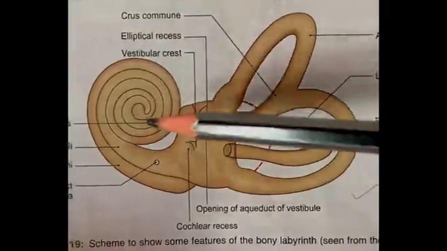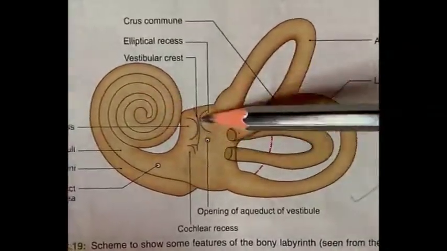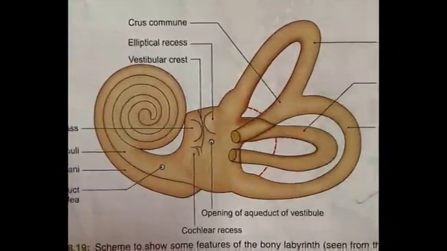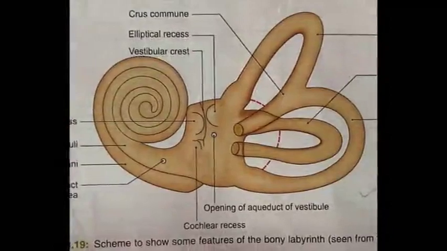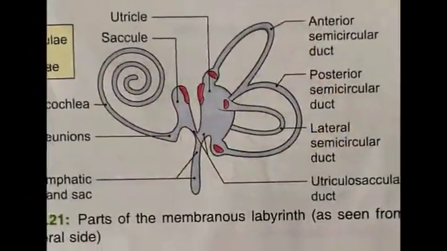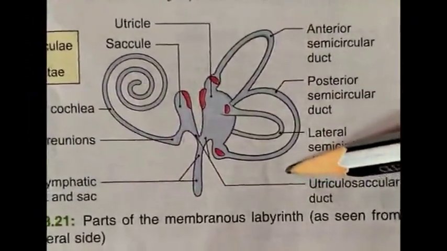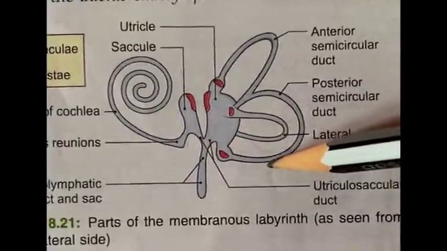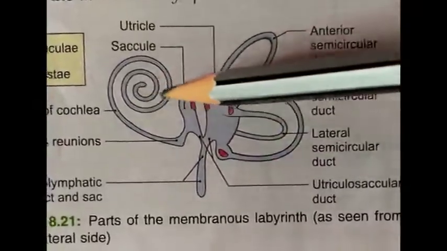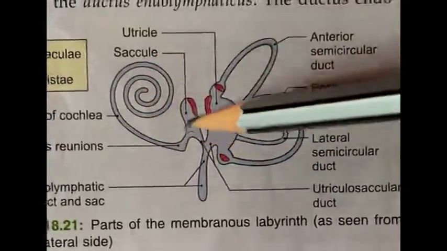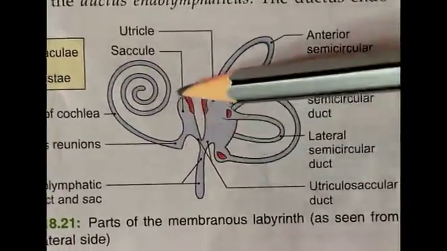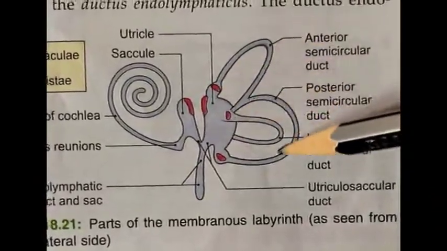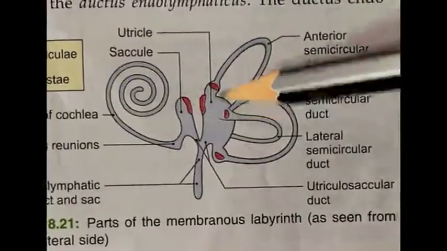Bony labyrinth is made up of cochlea, vestibule in the center, and 3 semicircular canals. Bony labyrinth is made up of bone. Within the bony cochlea lies the membranous labyrinth. It has the same parts as the bony labyrinth, and its structure also resembles the cochlea. This is the duct of cochlea present within the bony cochlea. Saccule and utricle are present within the vestibule, and 3 semicircular ducts lie within the semicircular canals.